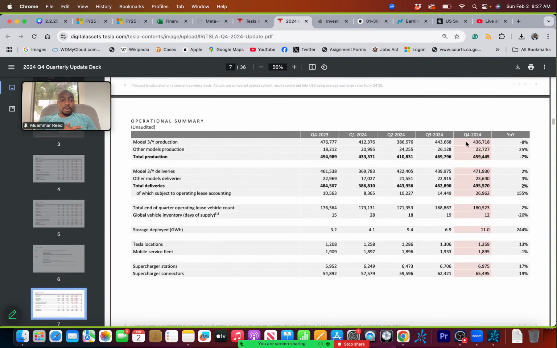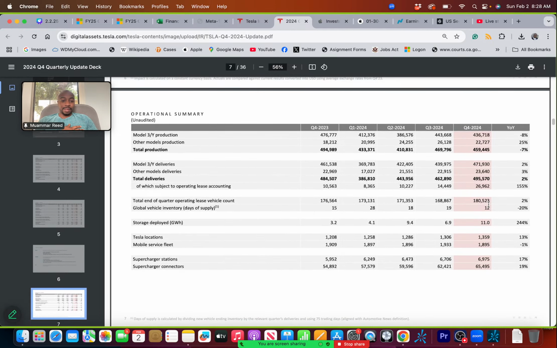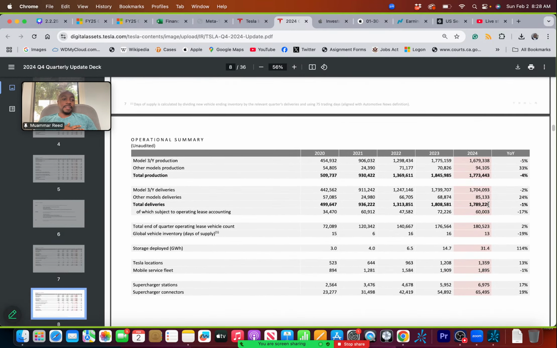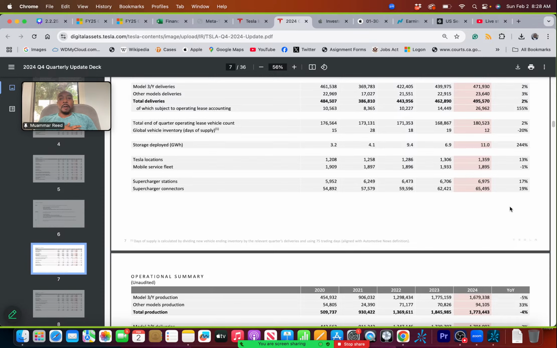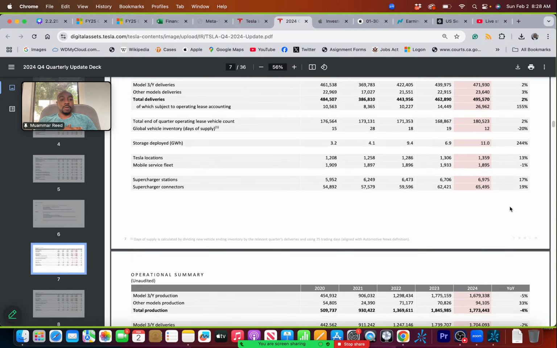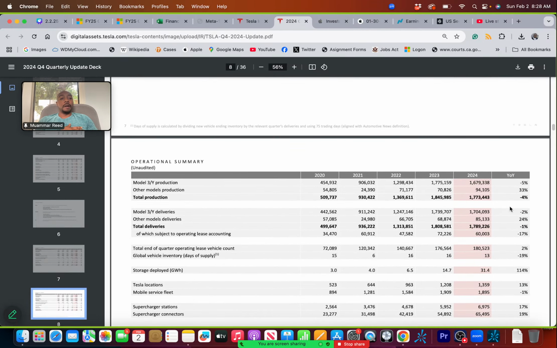The Model 3, which is their best selling car, production is down, right? Year over year, down 8%. Total production down 7%. I just, I don't know. This doesn't look like Meta's revenue number, Meta's income statements. It doesn't look like Microsoft. Even Microsoft had a bad showing in terms of its stock price. But when we look at the numbers, the numbers are going up consistently.